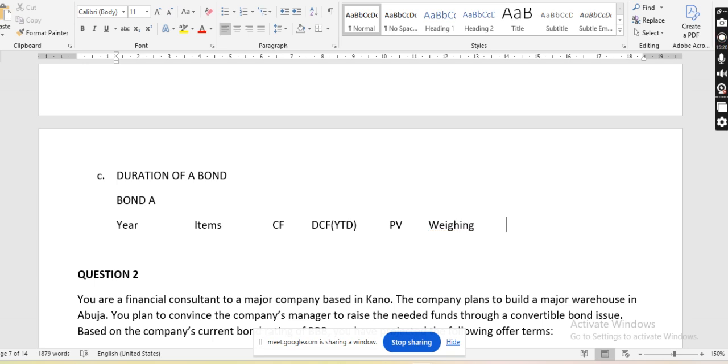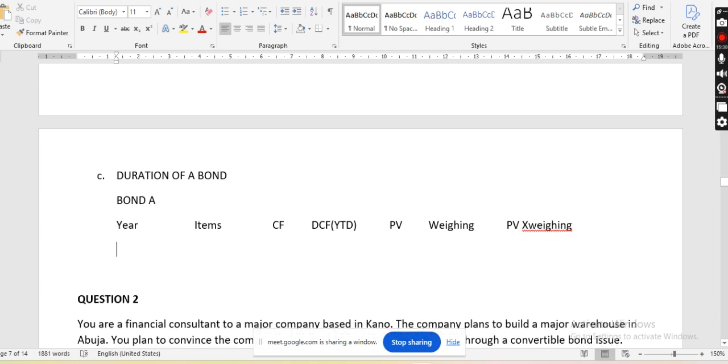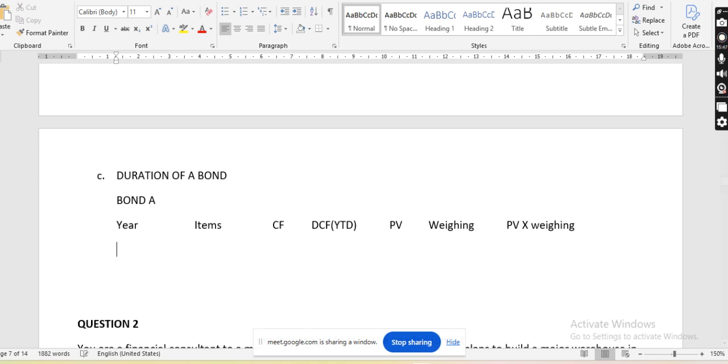Very important. Then your PV times your weighting. Don't forget that I said it is only in theory that you calculate the duration of a bond. That is why I will not be able to give much more explanation on this, because it is only in theory you will determine the duration of a bond.